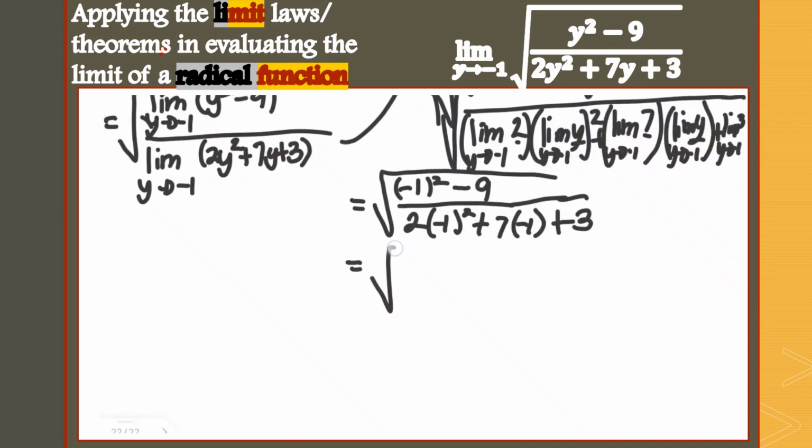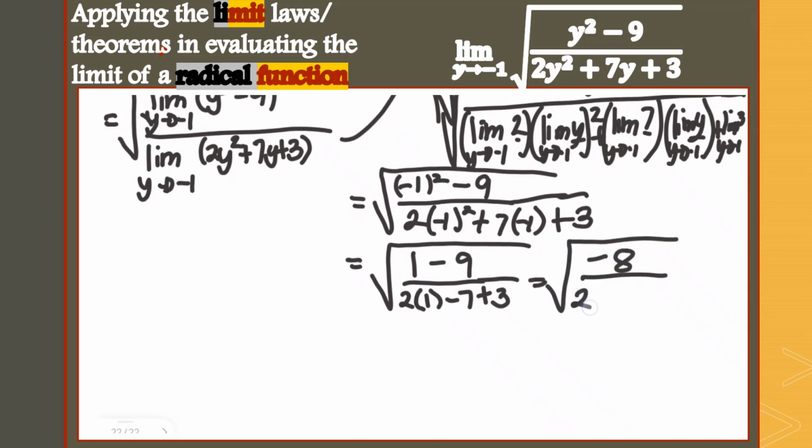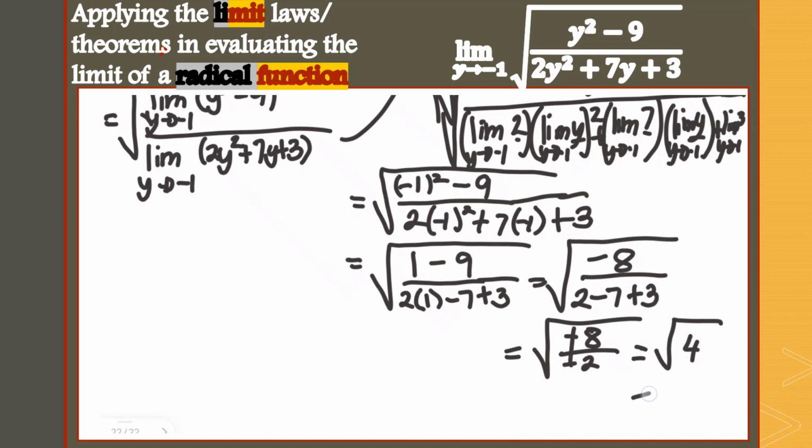So you have the square root. The square of -1 is 1 minus 9 over 2 times 1 minus 7 plus 3. So you have the square root of -8 over 2 minus 7 plus 3. This is the square root of -8 over... don't worry about the -8 there, because our denominator is -2. So we could have the square root of +4 as we cancel that. The answer here is 2. This is the limit of the given function.